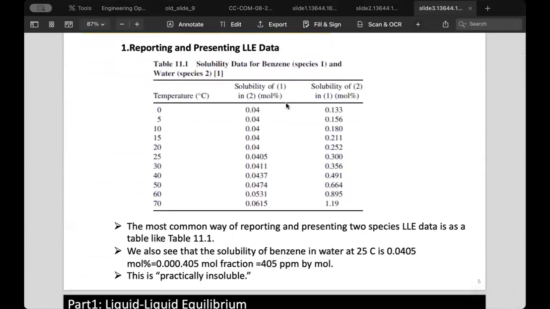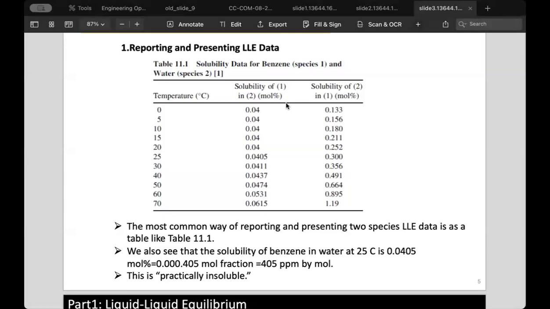Okay. So this table is solubility data for benzene, species 1, and water, species 2. We change the temperature. You see the solubility of 1 in 2, and also the solubility of 2 in 1. And you see how solubility changes with temperature. This one is data of benzene and water. This is an immiscible case, right? You can calculate that it's less than 1 mole percent, right?